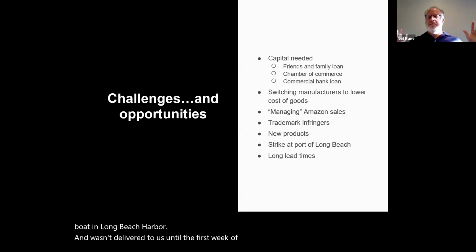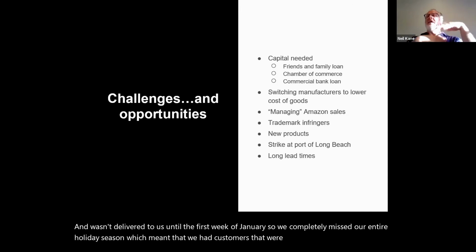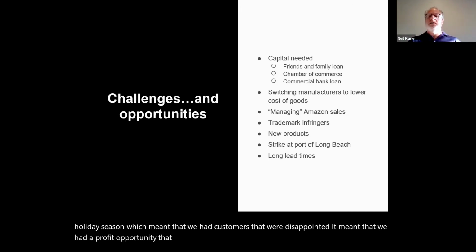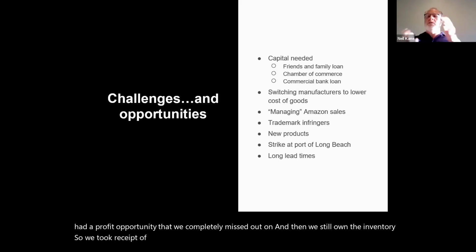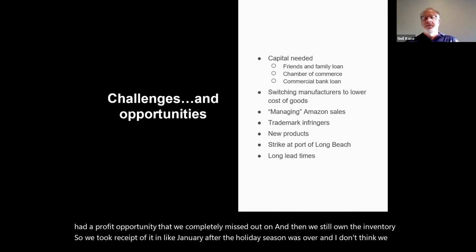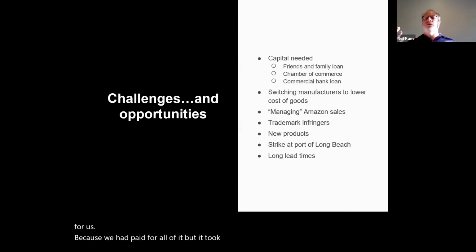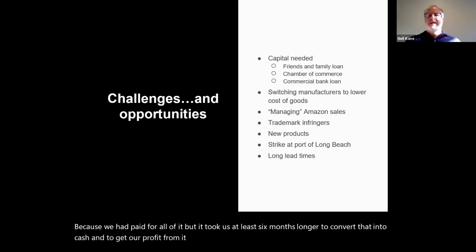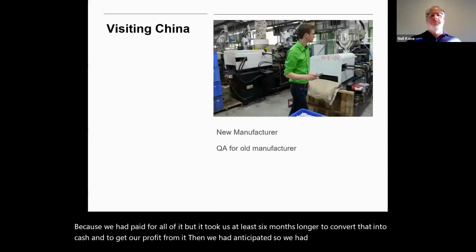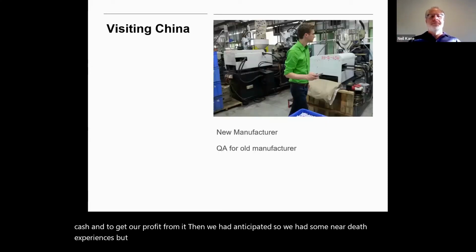So we completely missed our entire holiday season, which meant that we had customers that were disappointed. It meant that we had a profit opportunity that we completely missed out on. And then we still owned the inventory. We took receipt of it in January after the holiday season was over, and I don't think we completely sold all of it until about June. That created another cash flow problem for us because we had paid for all of it, but it took us at least 6 months longer to convert that into cash and get our profit from it than we had anticipated. So we had some near-death experiences, but that's what makes this kind of fun.